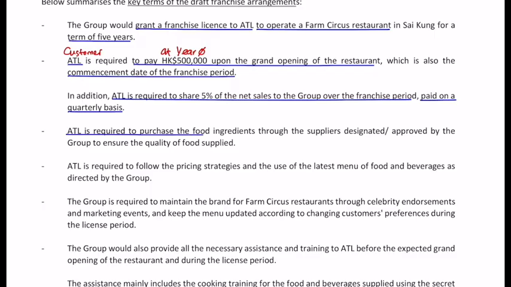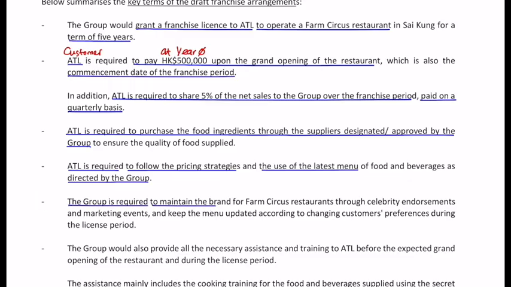ATL is required to make purchases through the supplier designated and approved by the group to ensure the quality of the food supply. ATL is required to follow the pricing strategy and the use of the latest menus as directed by the group. The group is required to maintain the brand name through marketing events, and the group is required to keep the menu updated according to changing customer preference during the 5-year period.